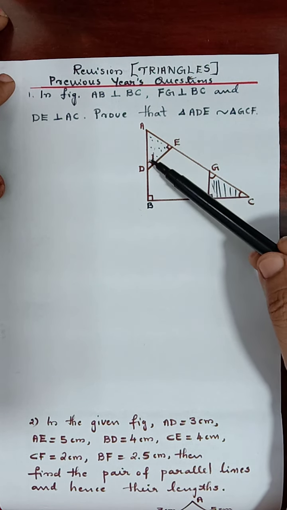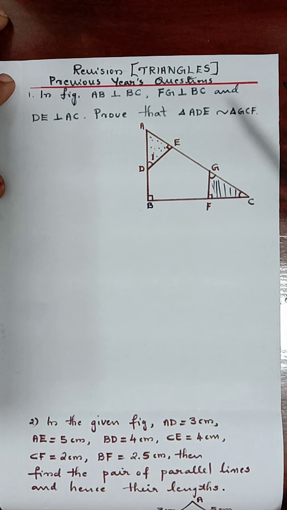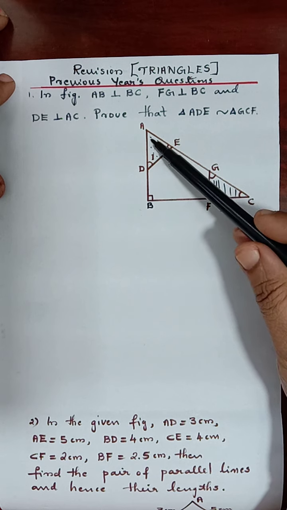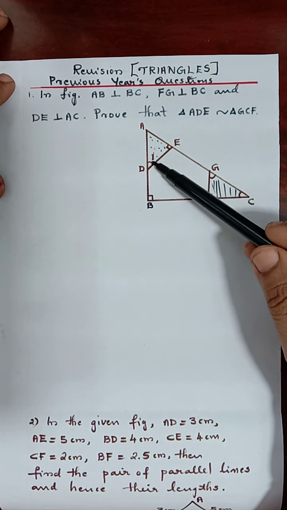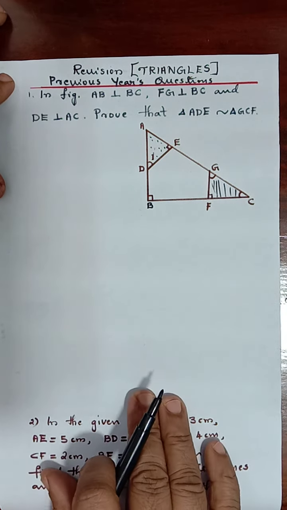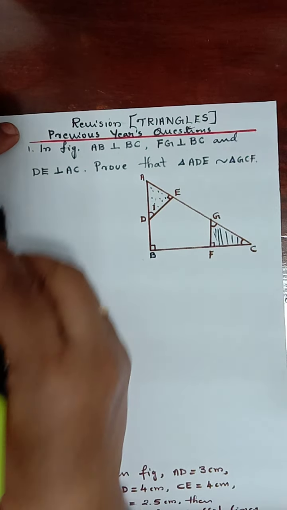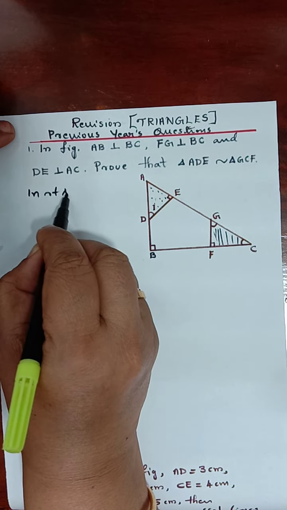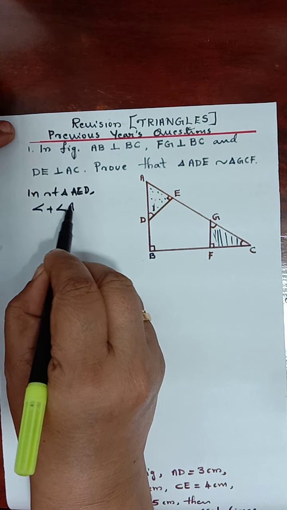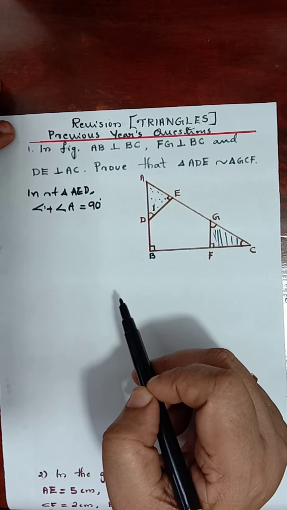By angle sum property, the sum of these three angles equals 180. Therefore, angle 1 plus angle A is equal to 90, because the other angle is 90. 90 plus the sum of these two, that is our total, is 180. So, angle A plus angle 1 is equal to 90. We will write this as a step: in right triangle AED, angle 1 plus angle A is equal to 90 degrees. Here we are using angle sum property.